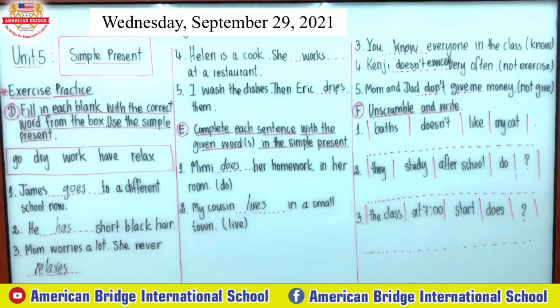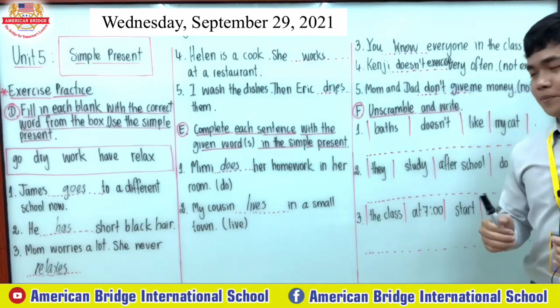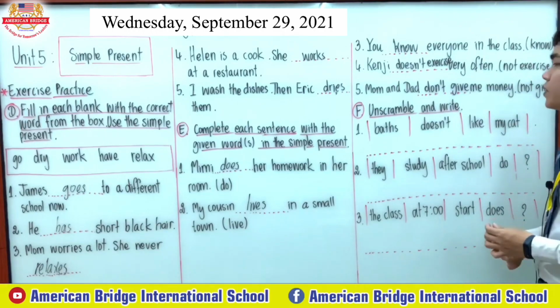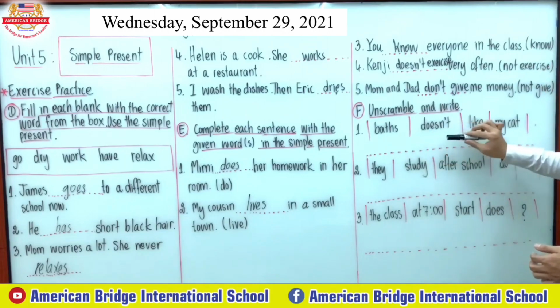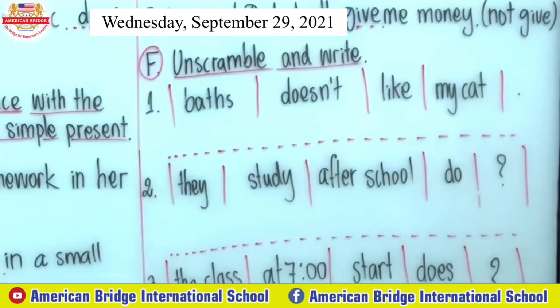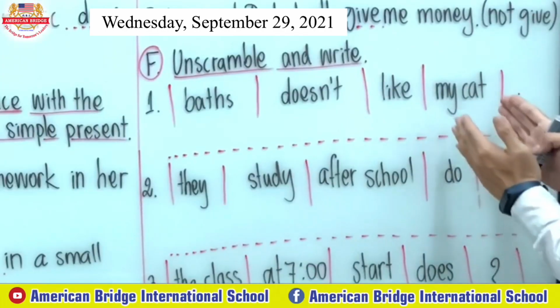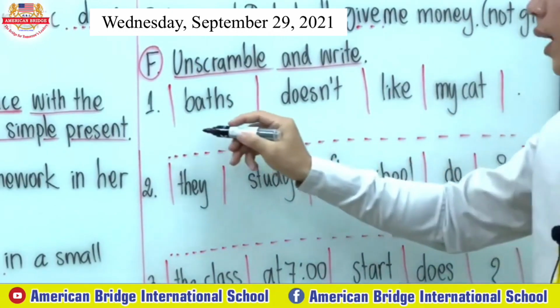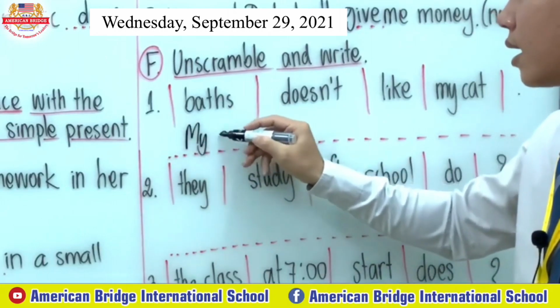Part B, unscramble and write. Okay, so we have 3 sentences. Now let's do our first sentence. So we have the words does not, like, my cat, and period or full stop, right? Okay, so now let's start with the subject first. Where is the subject in our sentence? Where is the subject, everyone? So here is the subject in our sentence. My cat, right? Okay, I'm gonna start with my cat.